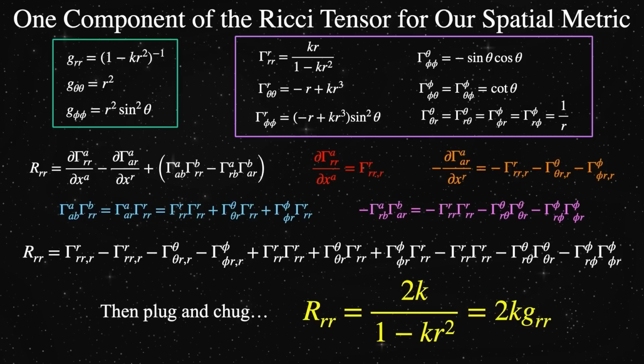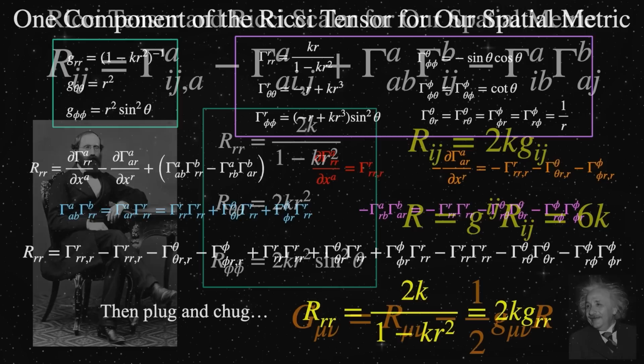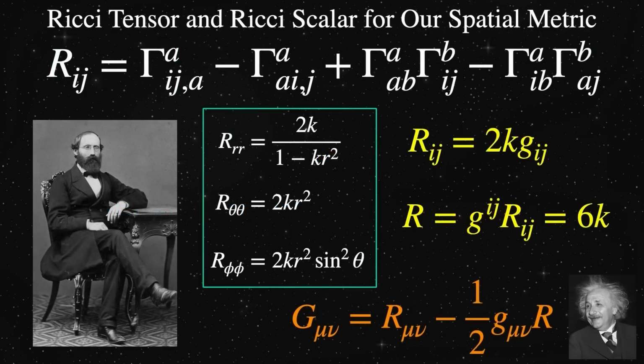It just so happens that for this particular metric, which is an isotropic, homogeneous metric with a constant uniform curvature, the Ricci tensor component for this one term is very simple. It's just twice the curvature constant times the metric component that matches the tensor's indices. Now let's see what the others look like. Strikingly, there are only two other components to the Ricci tensor, and I've given them in the green box.